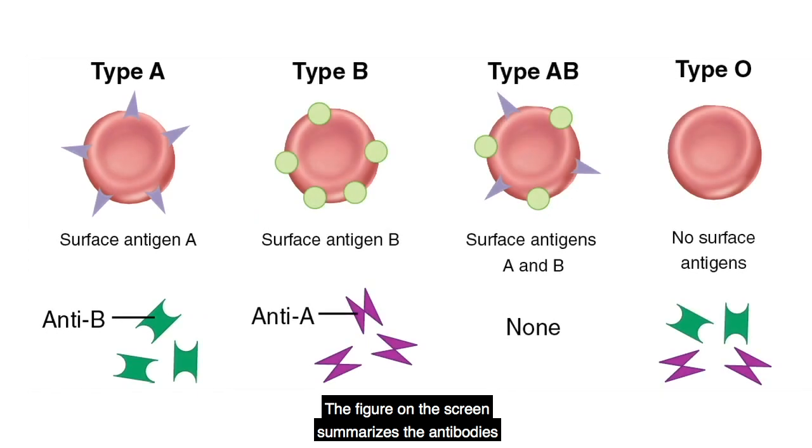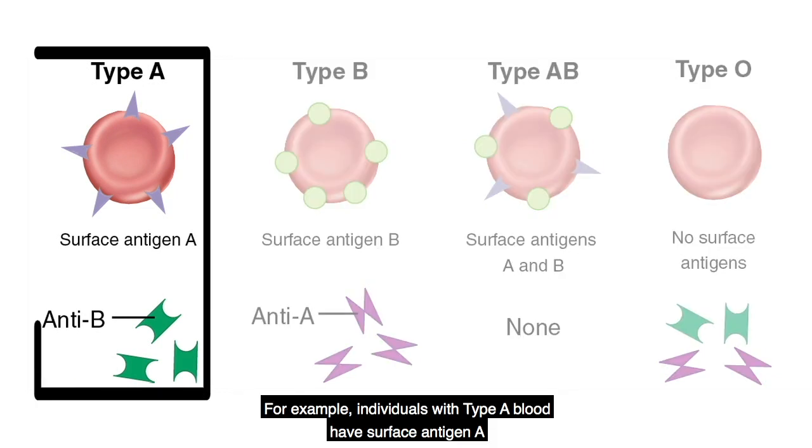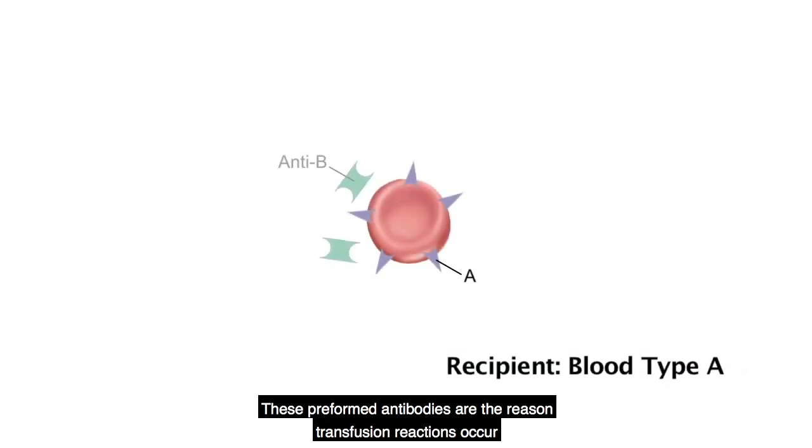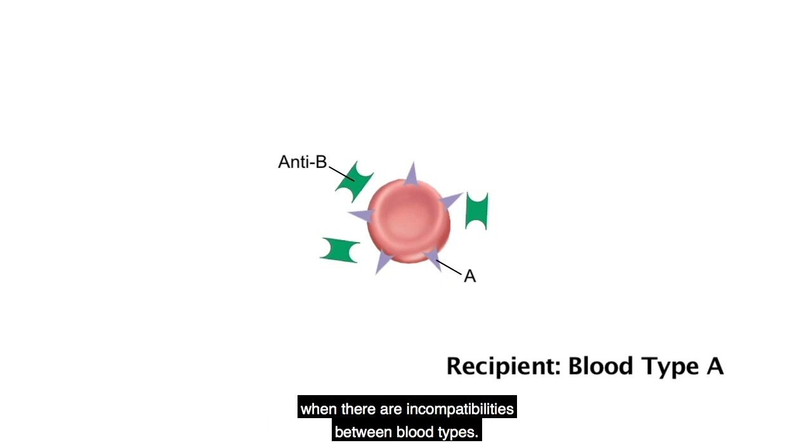The figure on the screen summarizes the antibodies preformed in the plasma for specific blood types. For example, individuals with type A blood have surface antigen A on their red blood cells, as well as anti-B antibodies circulating in their bloodstreams. These preformed antibodies are the reason transfusion reactions occur when there are incompatibilities between blood types.